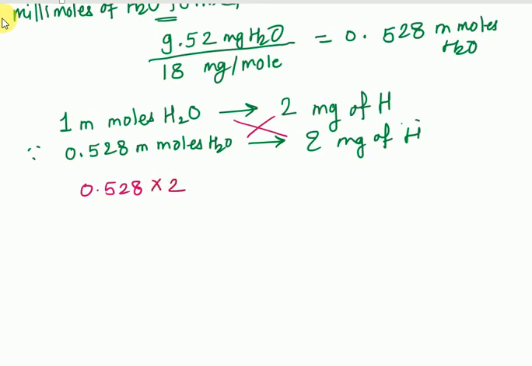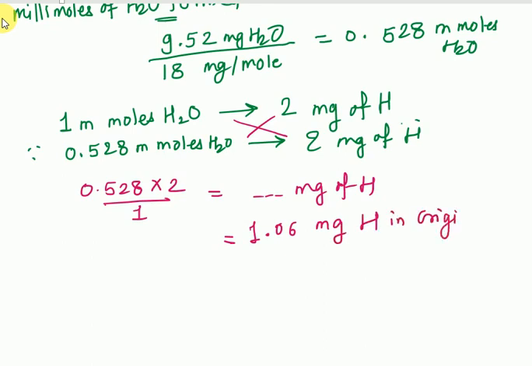So from the milligrams of hydrogen, we can calculate the percentage of hydrogen present in the given organic sample. The milligrams of hydrogen, that is 1.06 milligrams, upon the weight of sample taken for the analysis, that is 9.83 milligrams of sample, into 100 is equal to 10.8%. So the given organic compound contains 10.8% of hydrogen.